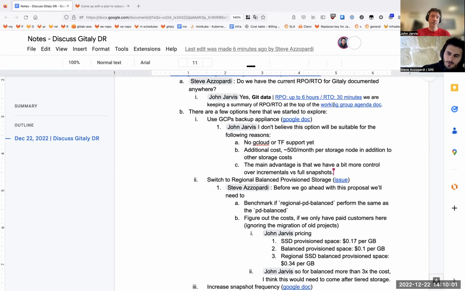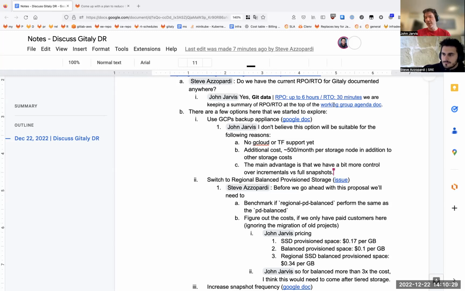So I guess we'll have to do a full detailed cost analysis of the current setup, if that makes sense, before we can make a decision on this, and have a benchmark for the regional PD balanced. If we deploy a Gitaly node with regional PD balanced, how quick is it gonna be to recover if something goes wrong there, and things like that.